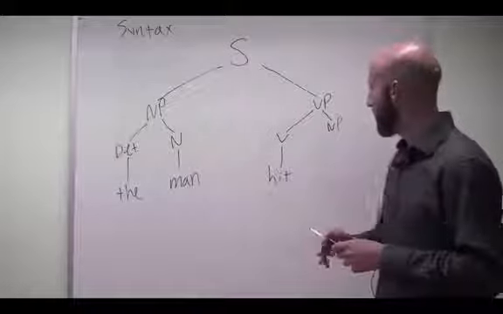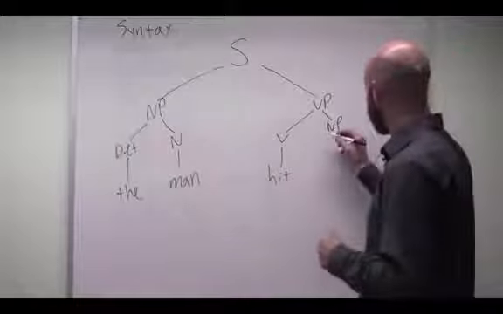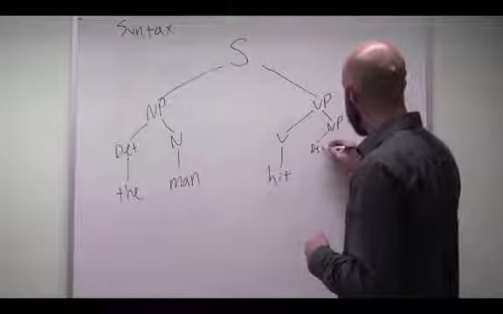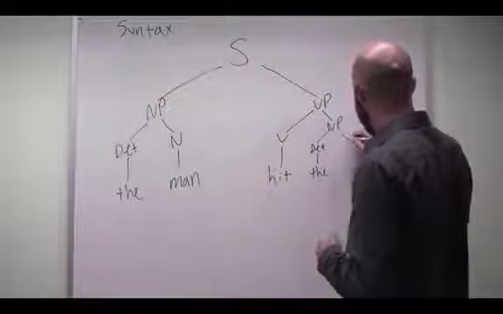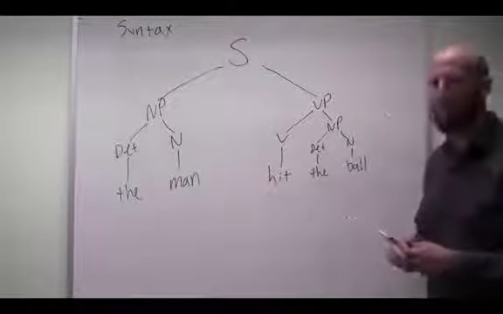So we have to indicate that by drawing another node coming off of the verb phrase. And then we have the determiner, the, and then we have the noun, ball. The man hit the ball.